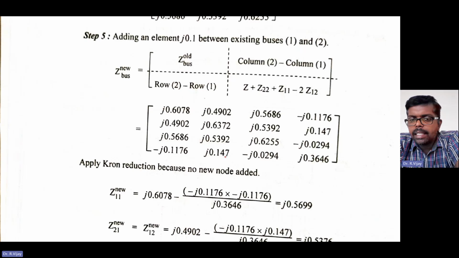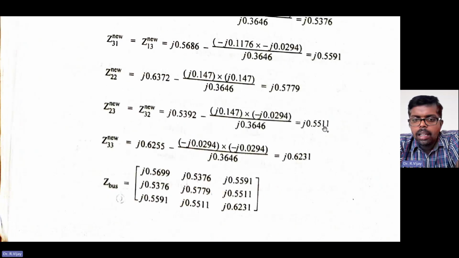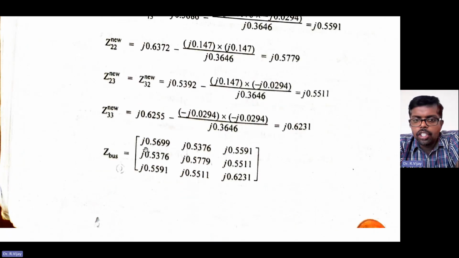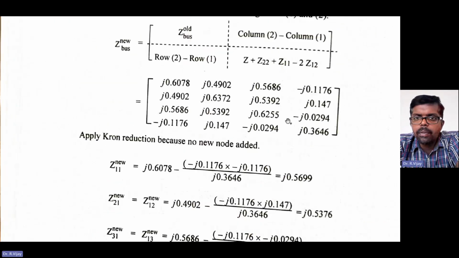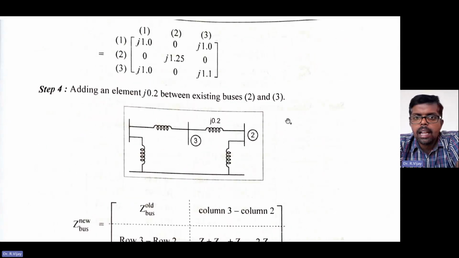Simply, if you take this, you can take it over here. This you can take it over here. Whatever is coming, you can take it over here. Take your scientific calculator and make all the calculation. By calculating all, you'll get the answer like this: 0.5699J up to 0.6231J. This is the answer for this particular problem, whatever we have seen.